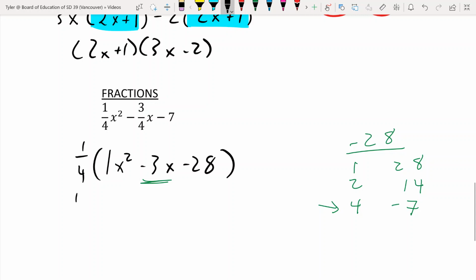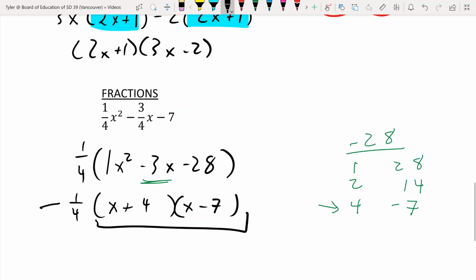So I'm going to write out the 1/4, and it's going to be x plus 4, x minus 7. And we're done. So you'll find that this part works the same and is easy. You just had to take out that quarter at the start. So don't freak out when you see fractions, just get rid of them by factoring.